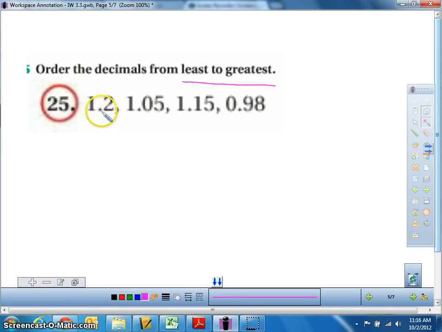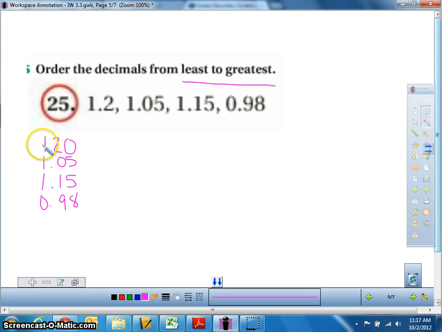So my first step is going to tell me to list these all in a column. So I'm going to put 1.2, 1.05, 1.15, and 0.98. So I have 2 digits to the right, 2 digits to the right, 2 digits to the right, and here I only have 1, so I'm going to add that 0 in.